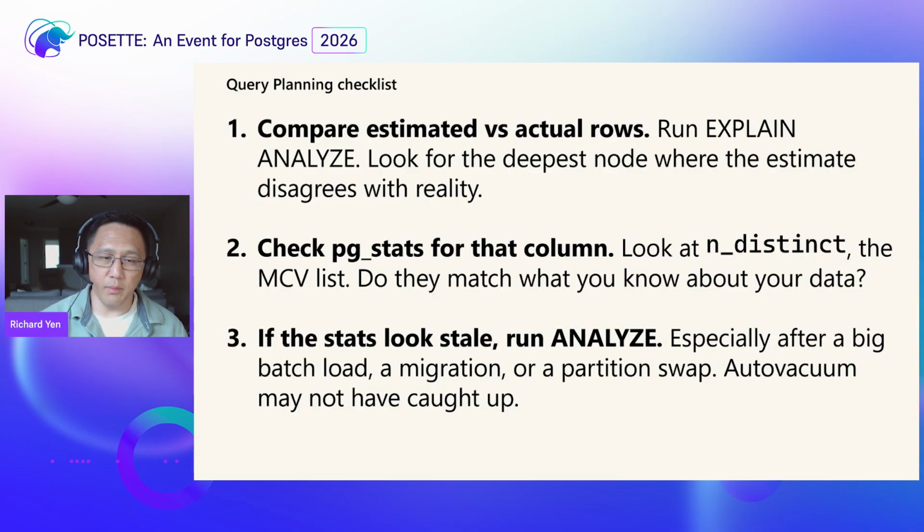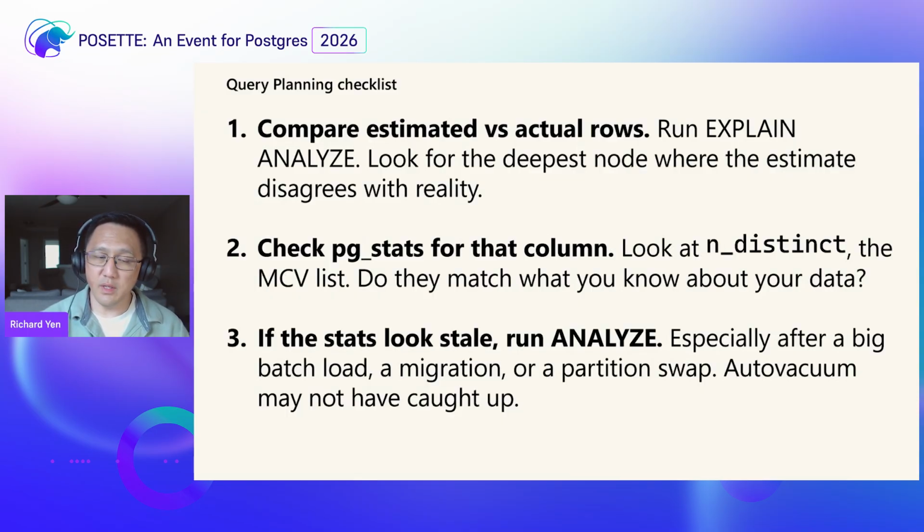For example, in my example, the number of states: if it says only one state, or if it says like 700 states, maybe that might be incorrect and you might need to deal with it somehow. Now, if the stats look a bit stale, like maybe sign up dates or some other value, maybe you should run analyze. I think this is especially true after a large batch load or migration, when more information is coming in and the statistics haven't really caught up.